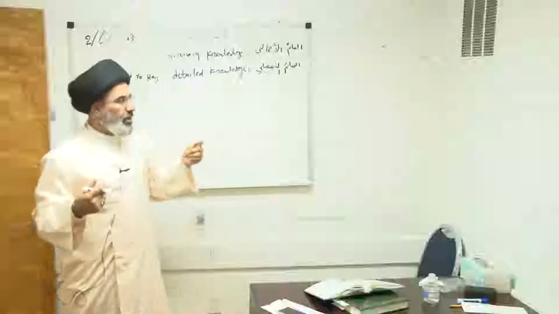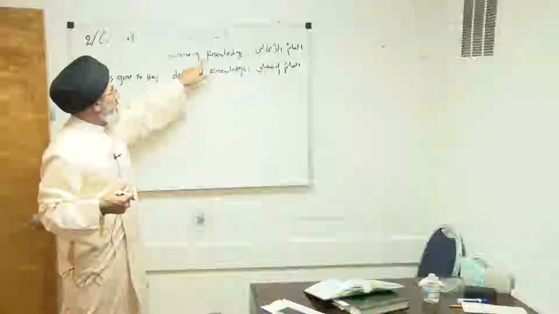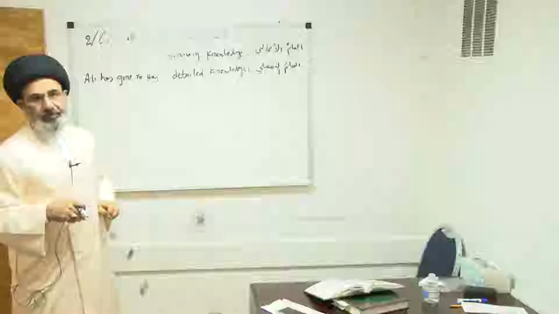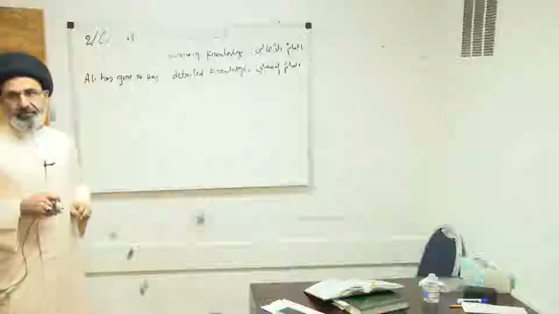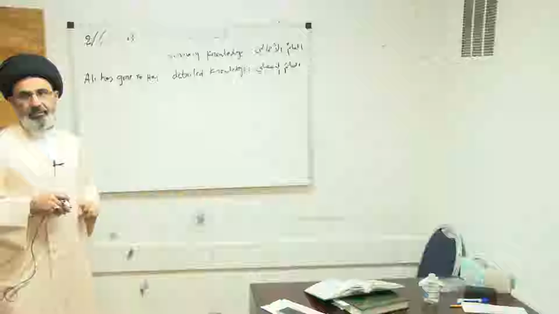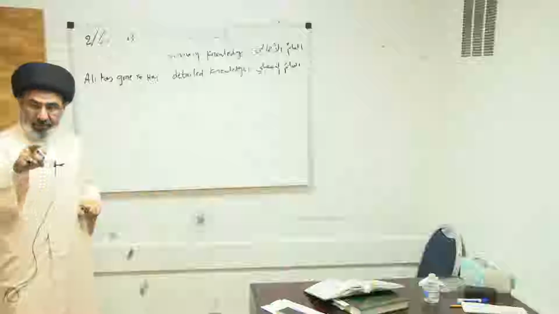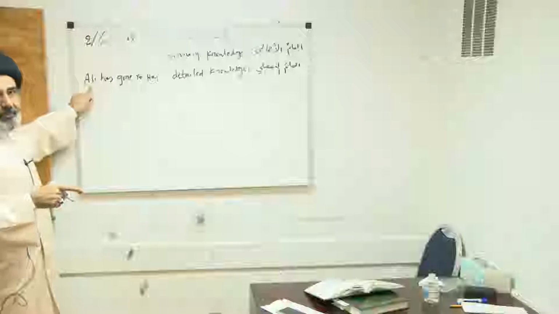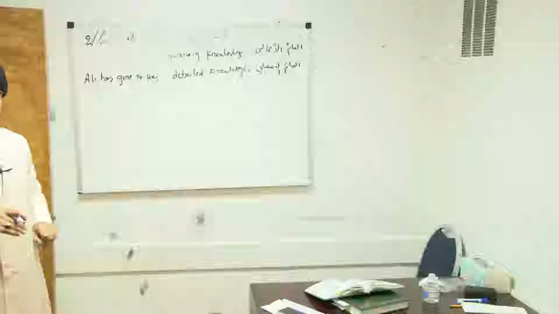What do we call this knowledge? Is this summary or detailed? This example: Ali has gone to Hajj. Detailed. Because Ali, specific Ali, has gone to Hajj. So I know for sure.